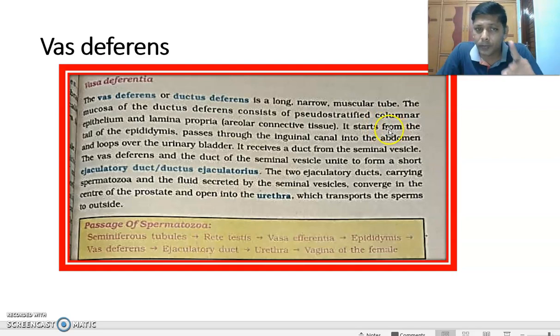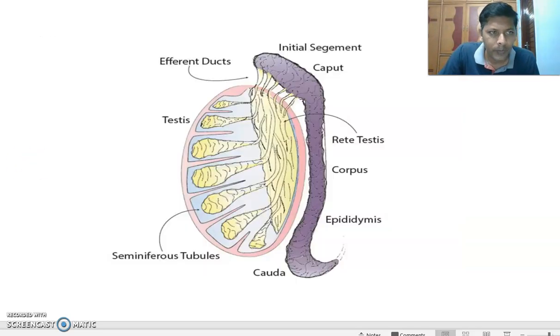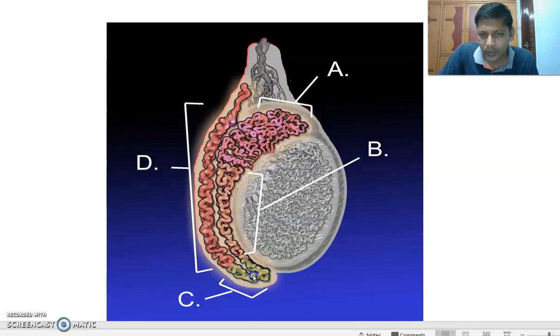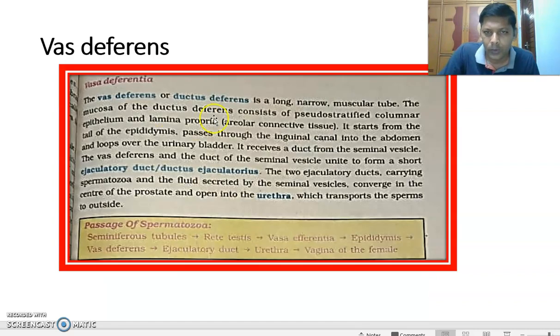It starts from the tail of the epididymis. This is the tail. Okay, next point. It passes through the inguinal canal and into the abdomen and loops over the urinary bladder.